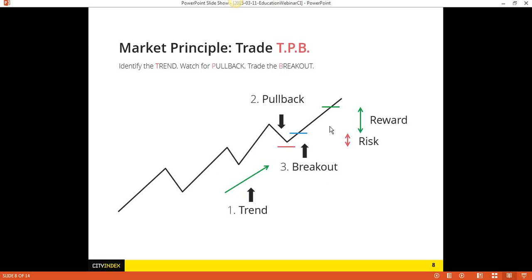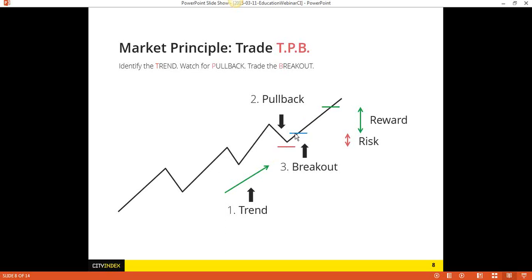We're looking for the trend. We're looking for the pullback, and this pullback can be in the form of a triangle, a pennant, a flag, a wedge, a rectangle, whatever you want to call it. It's a pullback. It's a consolidation before a continued move in the direction of the trend. That's why they're called continuation patterns. So trend, pullback, and then here I have the little blue line for a breakout. You're playing that breakout out of that chart pattern.